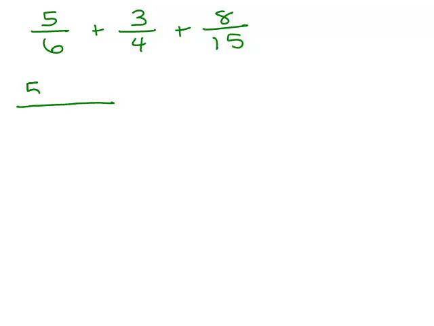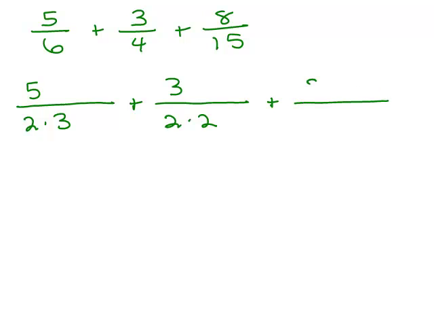So let's do an example with three fractions. How about 5/6 plus 3/4 plus 8/15? Right, so what I want to do is start out by prime factoring the denominators, not the numerators, and I want to write big fraction bars. So 5 over 2 times 3 plus 3 over 2 times 2 plus 8 over 3 times 5.